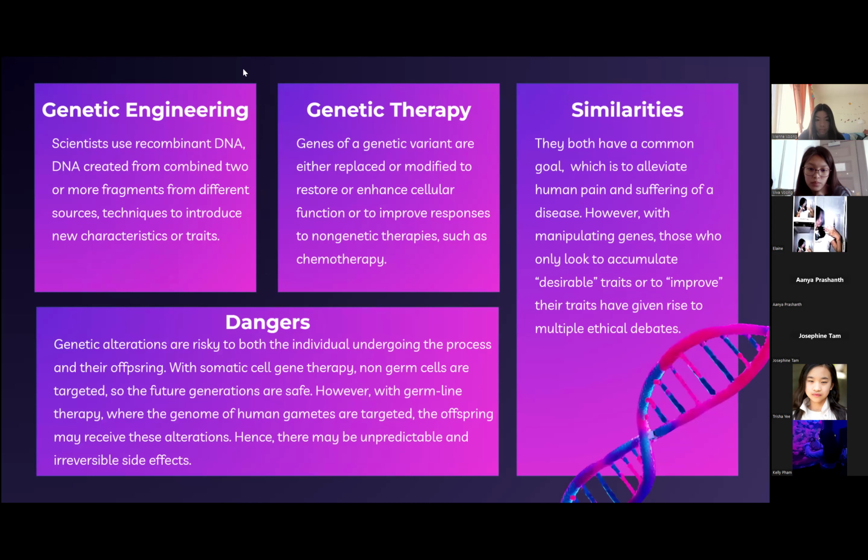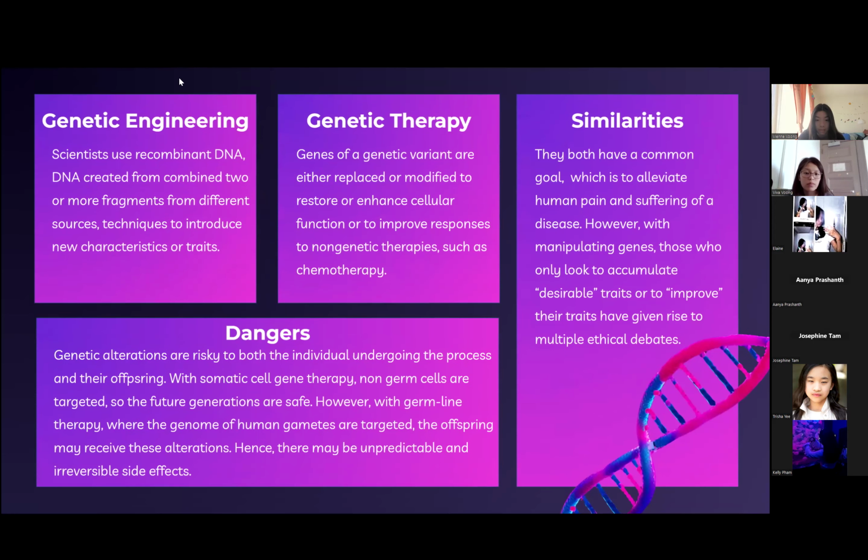So, to further tell what other uses CRISPR can be used for, there's both genetic engineering and genetic therapy. Genetic engineering is when scientists use recombinant DNA, which is created from two or more fragments from different sources. They use these techniques to introduce new characteristics or traits. And then with genetic therapy, the genes of a genetic variant are either replaced or modified to restore or enhance cellular function or to improve responses to non-genetic therapies like chemotherapy. What they both have in common is their goal, which is to alleviate human pain and suffering of a disease.